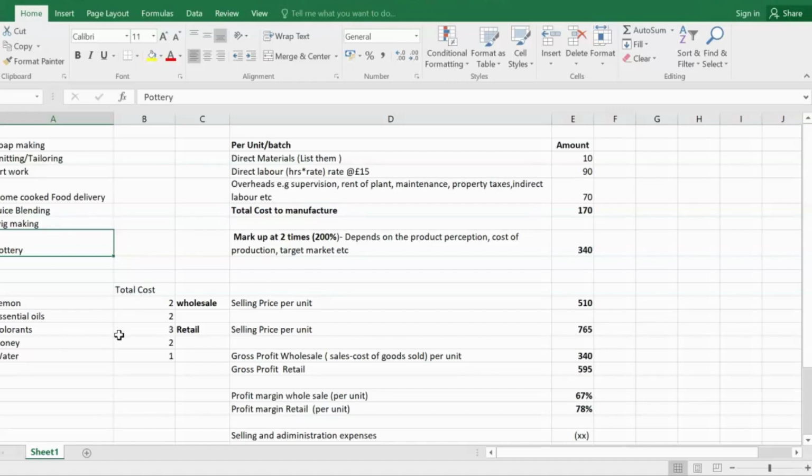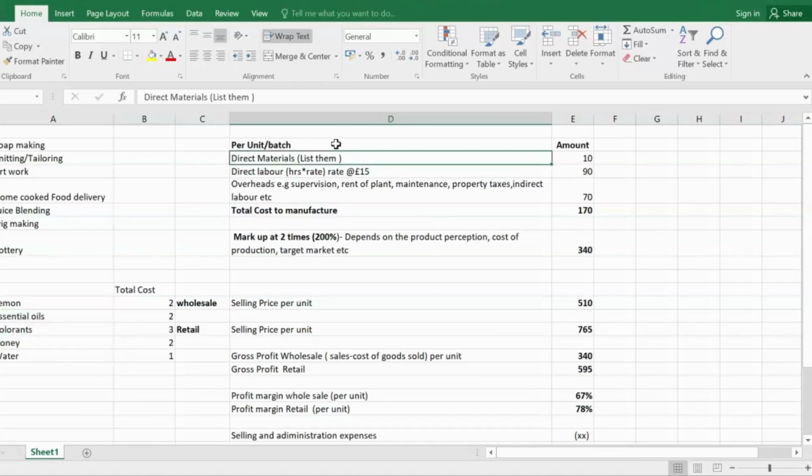So for example, you are into soap making and your ingredients are lemon, essential oils, colorants, honey, water, could be lavender, perfumes, and all those things. So determine the cost per direct material. So these are actually direct materials. That's why I've written here, list them according to their total cost.